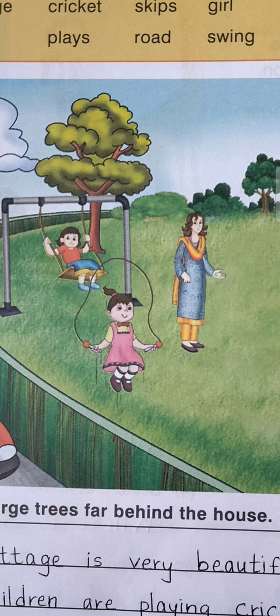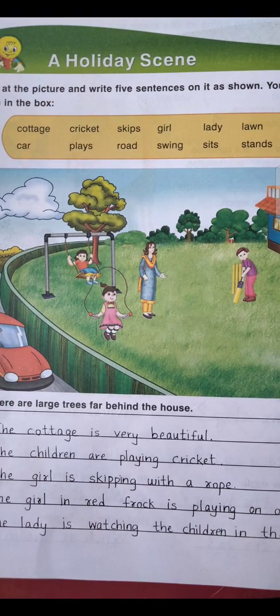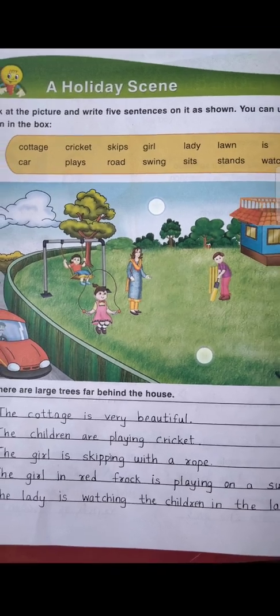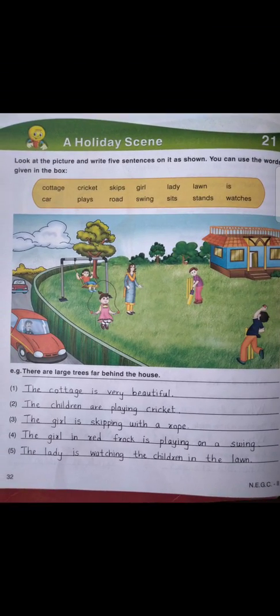So what is this girl doing? This girl is playing on a swing. So here we have seen what is there. This is one big green lawn, and in that lawn the children are playing different types of games. One is playing cricket, the other is playing on the swing, and one girl is skipping with a rope.